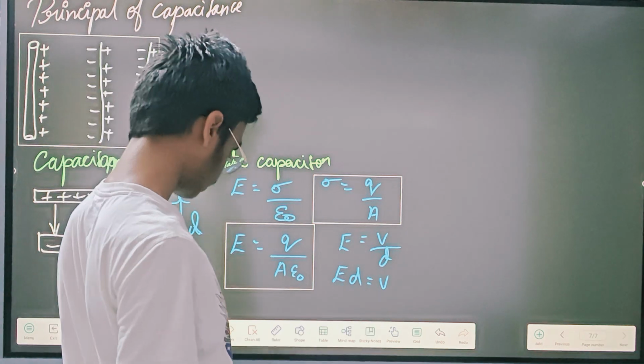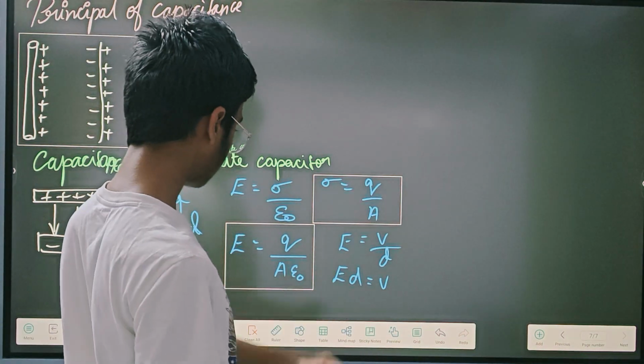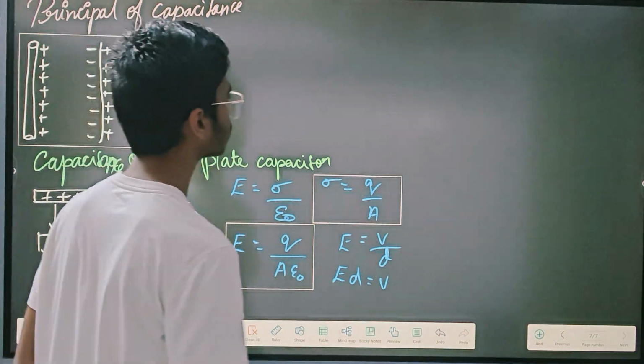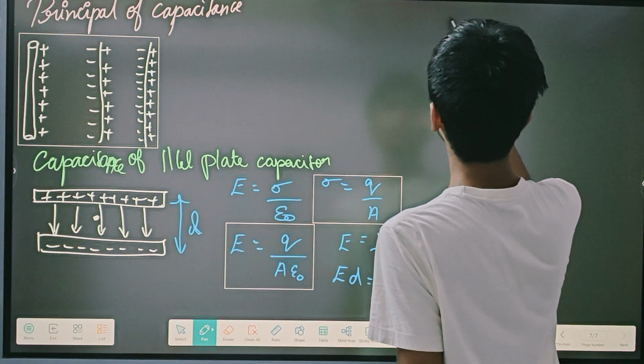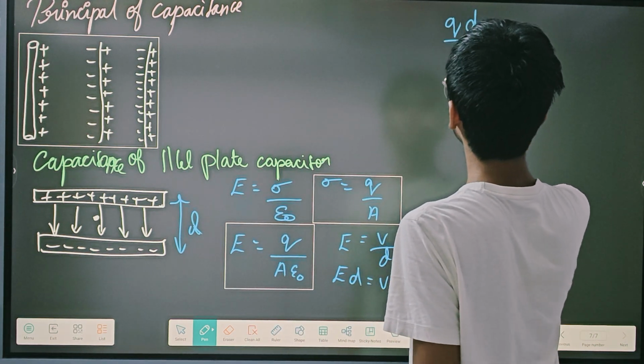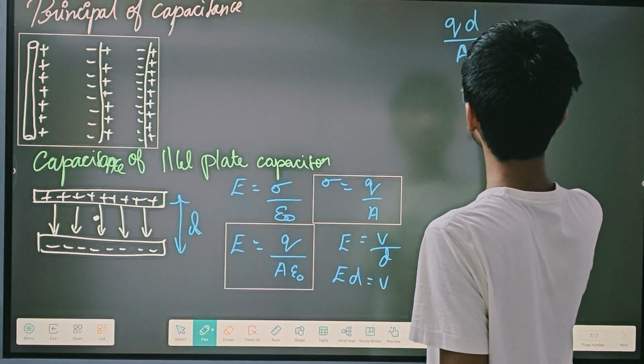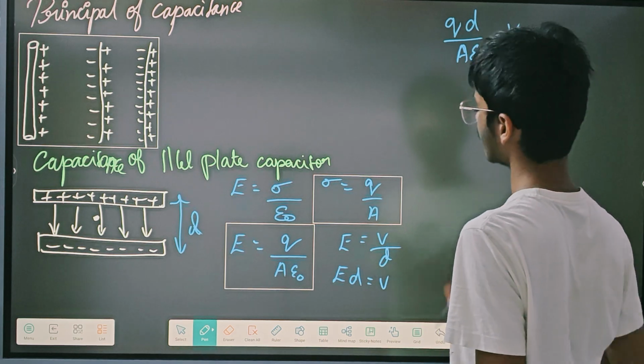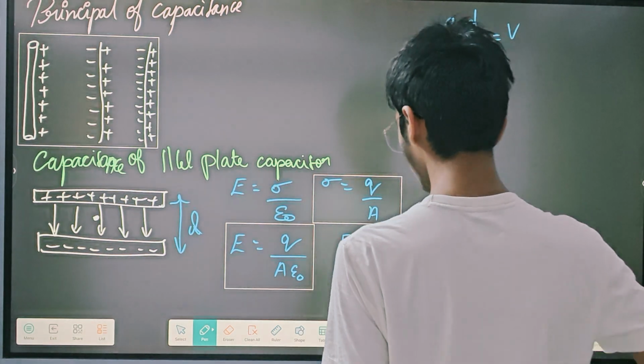So what is the electric field? We have this formula, right? So you can just put it over there. It will be Q D whole divided by A epsilon naught is equal to V. Okay, so we have got this formula.